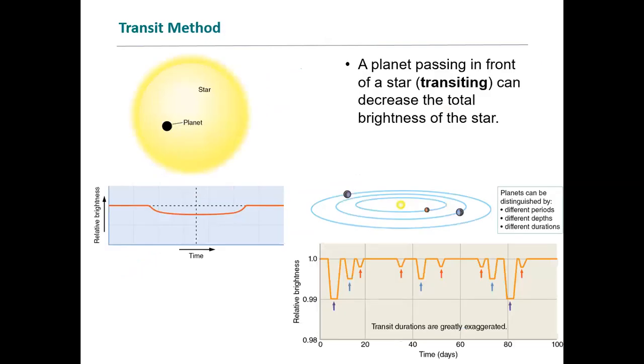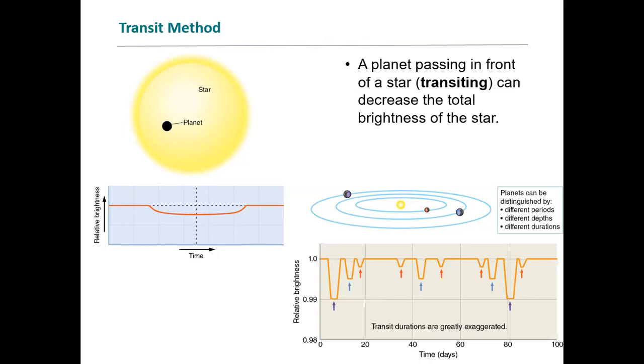There's a transit method that only occurs if the planet actually goes in front of and behind the star. So we actually have to be in the orbital plane of the planet to do that. But if we're lucky enough, we can see every time the planet goes in front of the star, the star's brightness will decrease.